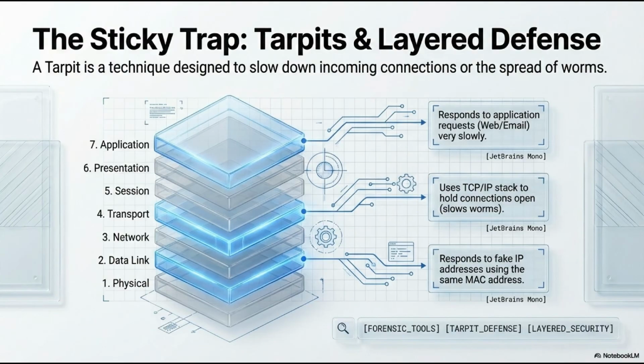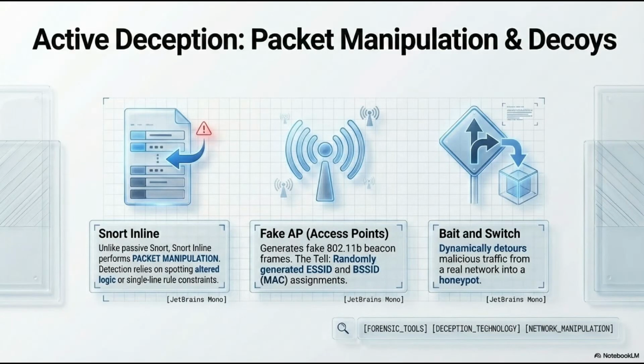Let's go to slide 10. Active deception. This is where the honeypot stops being passive and starts fighting back. Right, 3 main concepts here. First, Snort inline. We all know Snort is an IDS. What makes the inline version different?